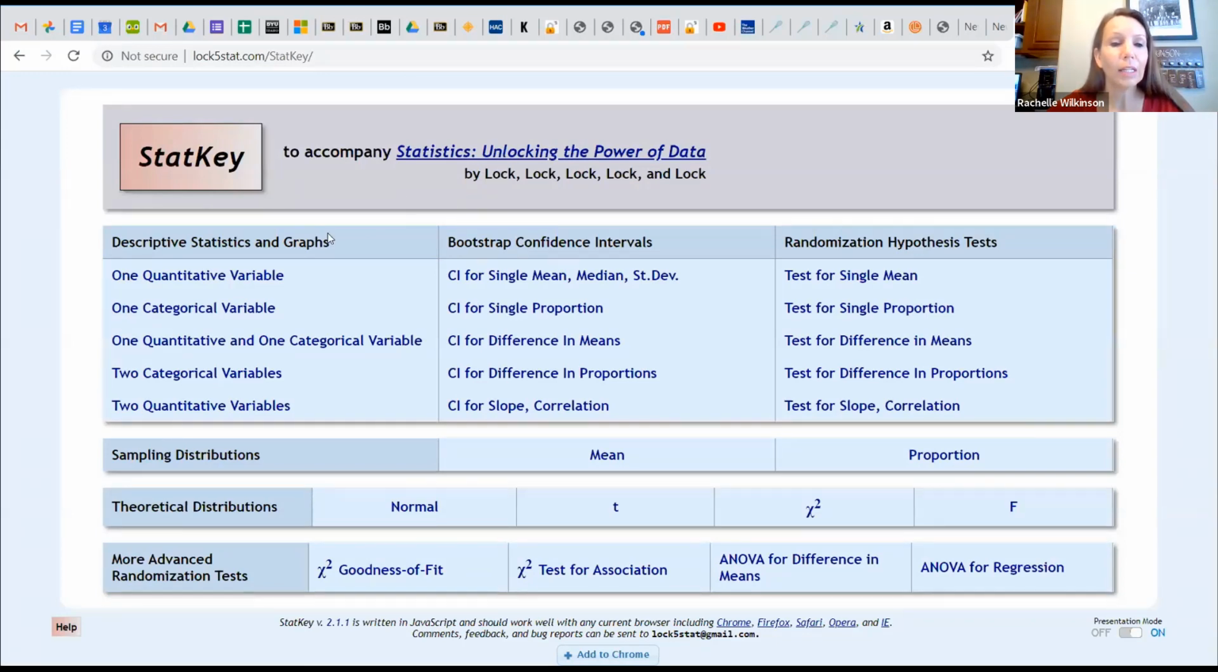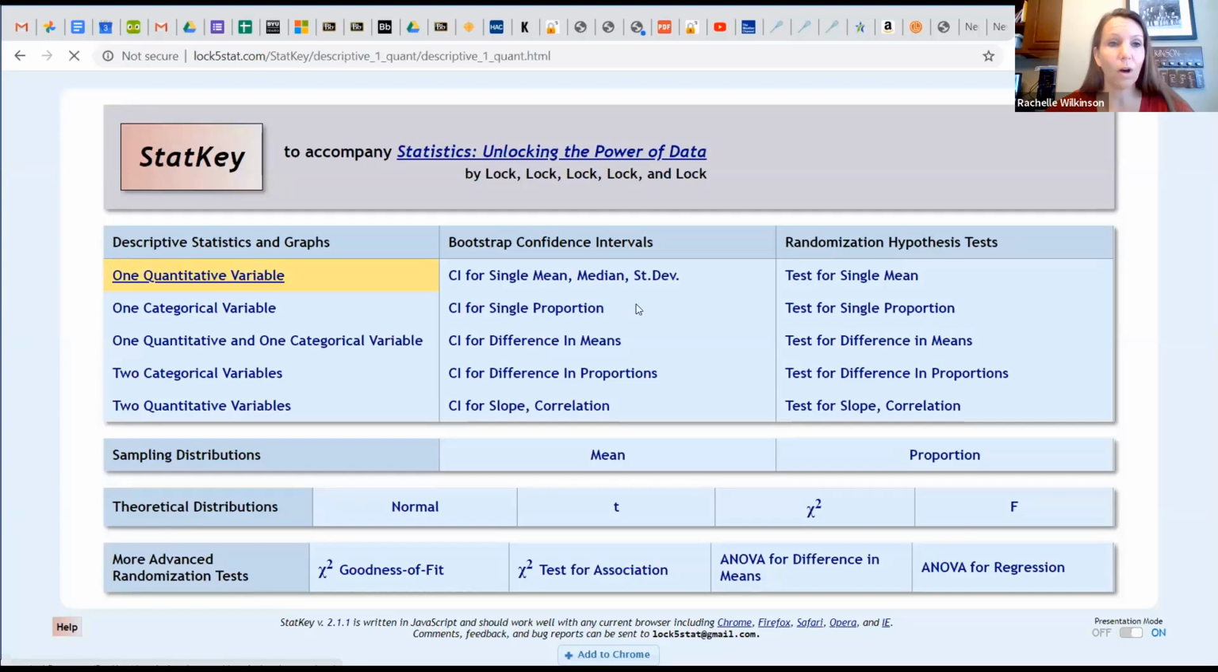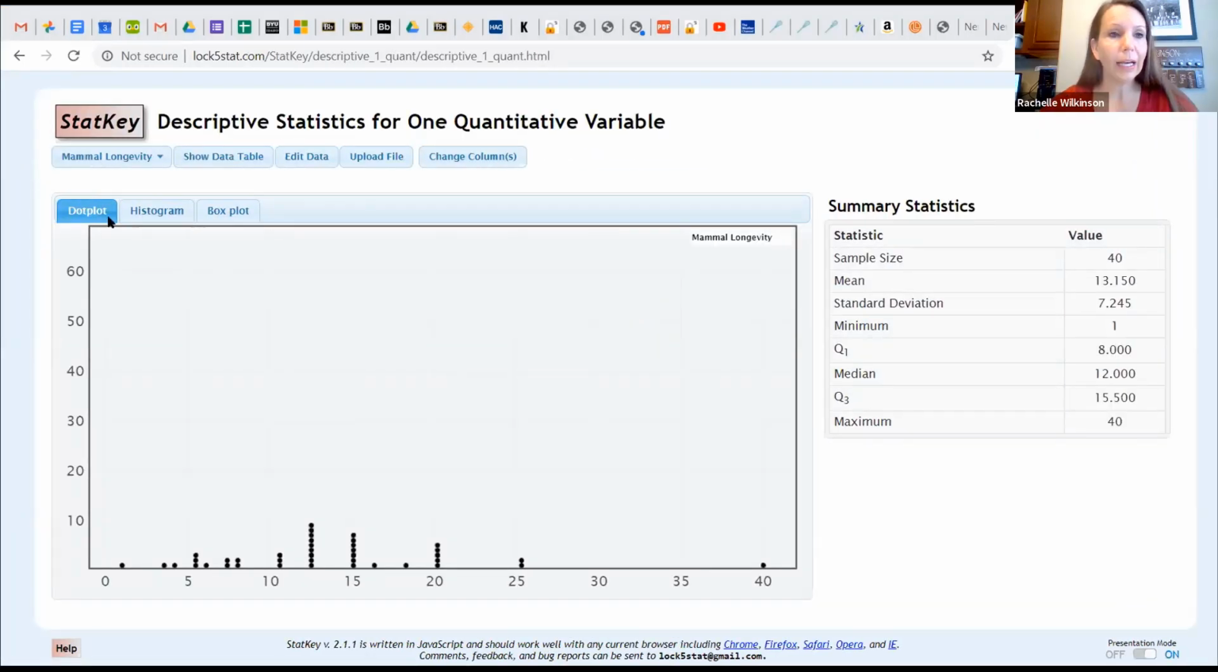This whole left side over here where it says descriptive statistics and graphs is where we're going to be for all of chapter 2. And as long as you can identify what situation you have, like if you have 2 categorical variables or 1 quantitative variable, then you're going to get to the right place. So for example, we're going to go here to 1 quantitative variable first of all, and we get all these different options.